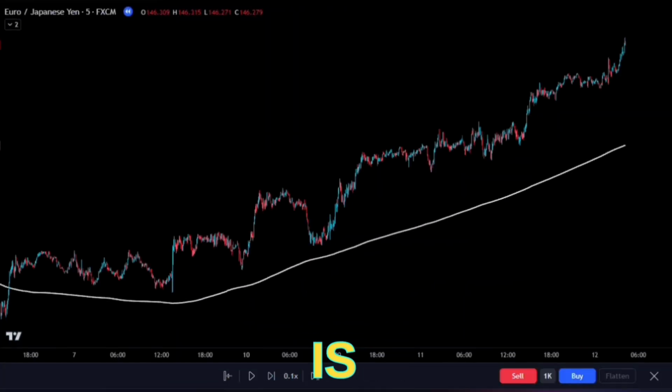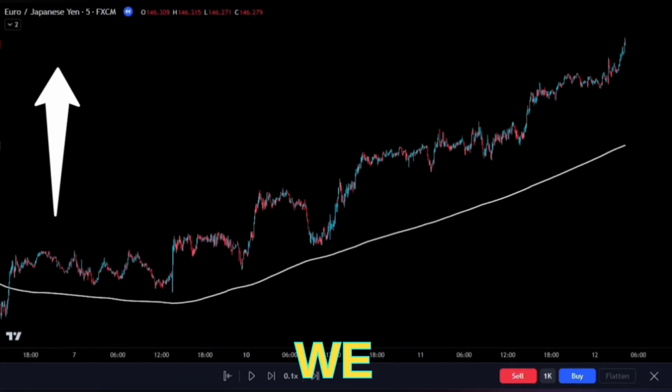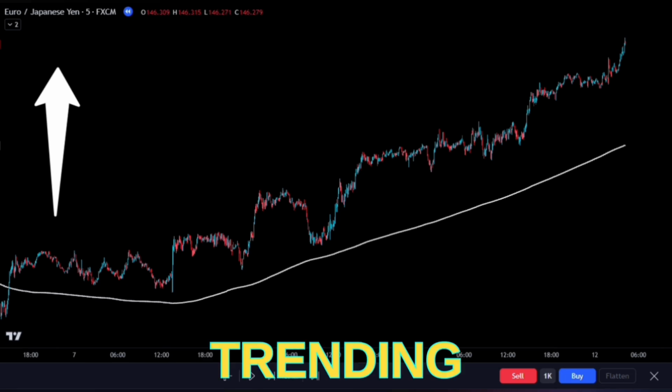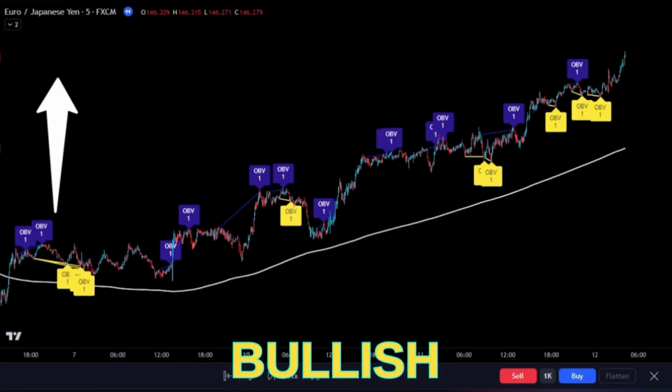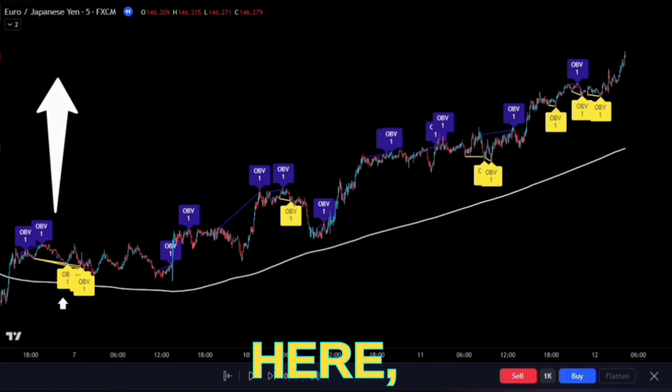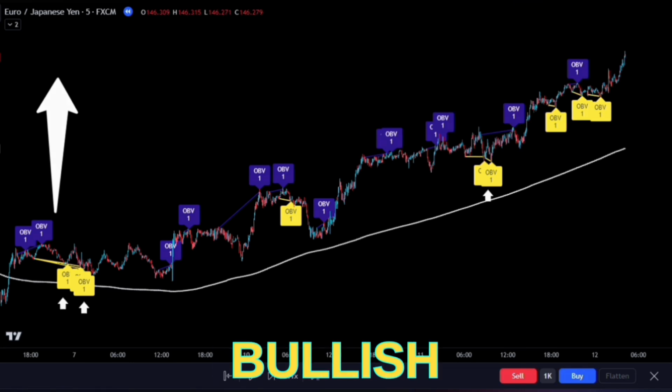Well, when price is sitting above the moving average, then we are in an uptrend, and when we are trending upward, we take trades when we get bullish OBV, and as we can see here, we had a good number of trades on this bullish trend.